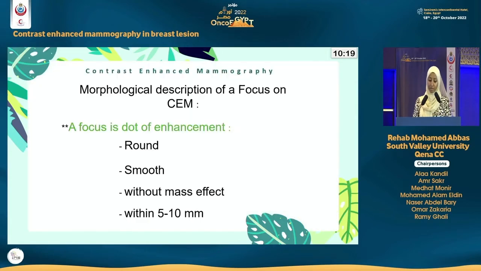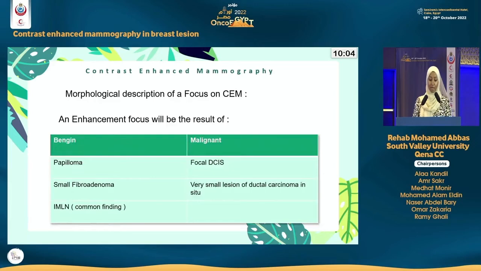هناخد الفوكس انهانسمنت. الفوكال انهانسمنت ده بيبقى دوت اوف انهانسمنت، بتبقى راوندد سموث without mass effect within 5 to 10 ملم، ودي غالبا بتكون الكرايتيريا بتاعت البناين ليجن. لكن برضو ممكن تكون الفوكس انهانسمنت دي مالجنانت.